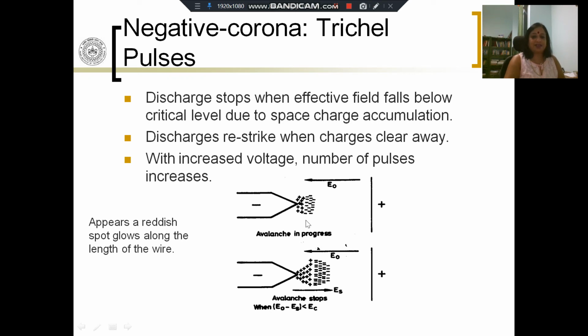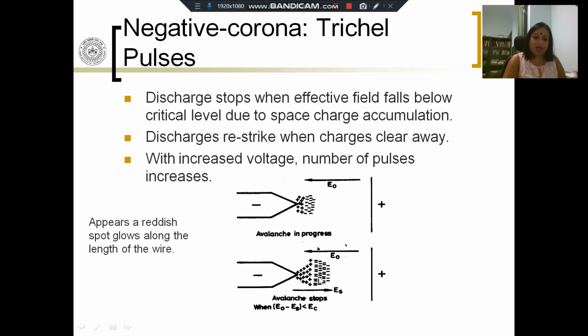And when this is happening, you will see a reddish spot glowing along the length of the wire. Even though I show it for the negative electrode, because I'm trying to simulate the non-uniformity factor, this negative electrode could be an irregularity on the surface of the electrode. So wherever you have an irregularity, you have a local field intensification, and you will see a reddish spot glowing along the length of the wire. Then, as the avalanche continues to progress, more and more negative ions and electrons are moving towards the positive electrode. Some of them have been sucked in, and there is a cloud of negative electrons here, and there is a bigger cloud of positive ions in front of the negative needle or the negative irregularity.